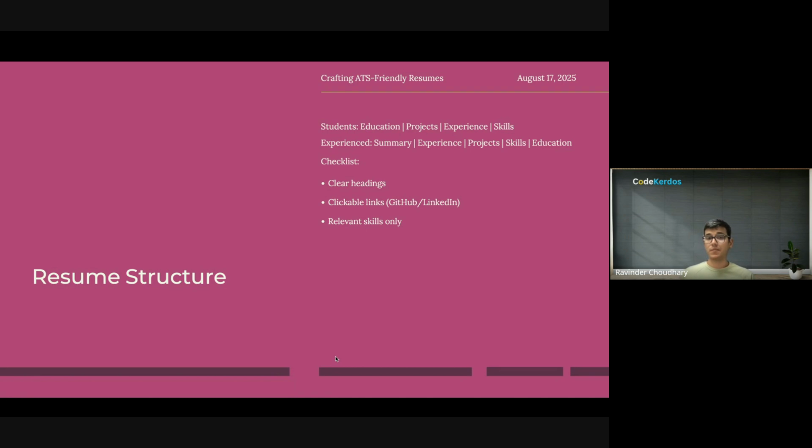But today it did. So you need to keep learning with the changing dynamics of the industry. So you should have some personal projects as well. So summary, experience, some personal projects, then your skill set, and at the end, keep your education. All right. Have a very clear heading, guys.